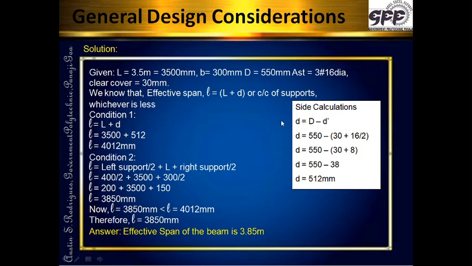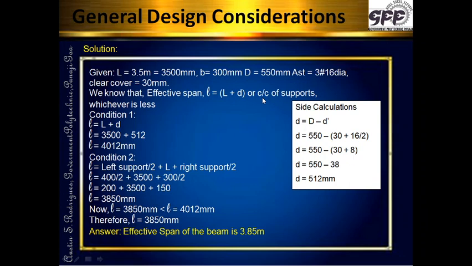Putting this value over here, the effective span is capital L plus d. Capital L in mm is 3500 plus the effective depth we have calculated, 512 mm. So small l, the effective span, equals 3500 plus 512, equal to 4012 mm. Now let us look at the second condition.